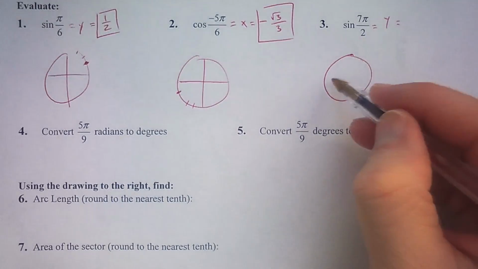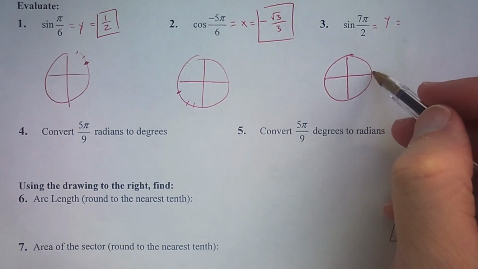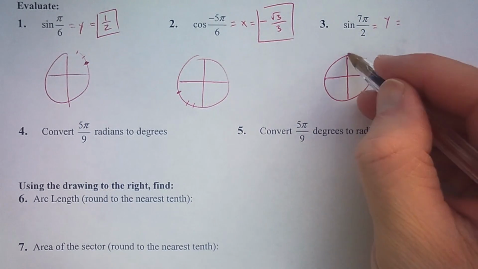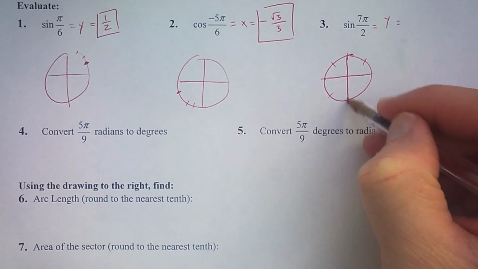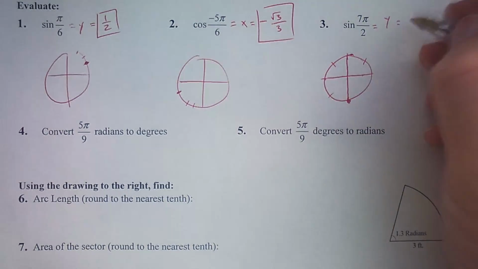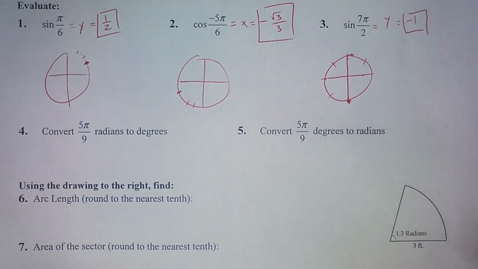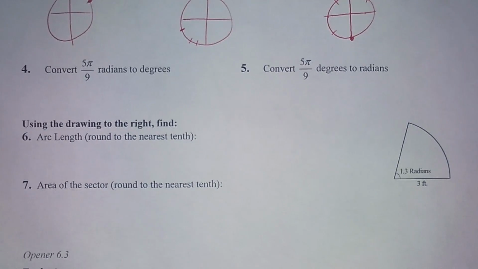And then sine is another y value, 7 pi over 2. That is the same as 14 over 4. 8/4 goes all the way around. 9, 10, 11, 12, 13, and 14/4 puts us right here where the y value is negative 1.